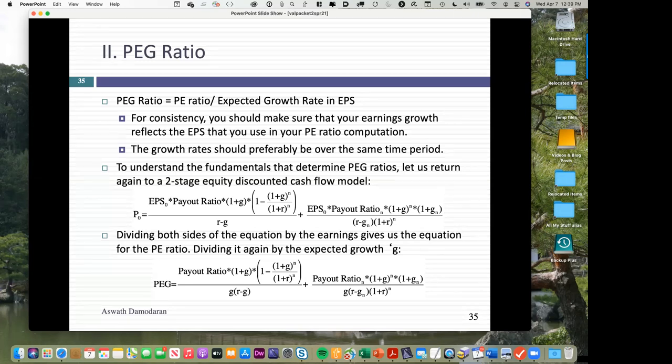Remember how we looked at the variables that drove a PE ratio? I went to a two-stage dividend discount model, and I did a little algebra and said, this is what the PE ratio for a high growth firm should be. That's what the equation is here. Divide both sides by the earnings and the growth rate, and what I end up with is a PEG ratio for a high growth firm. I know that equation looks incredibly messy, but embedded there are some very useful lessons about PEG ratios.